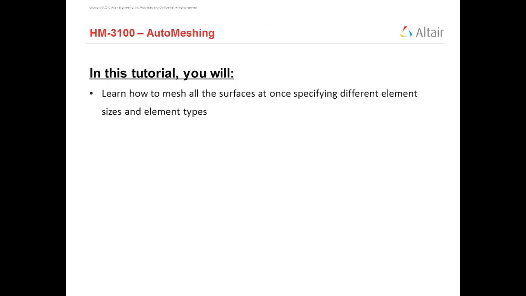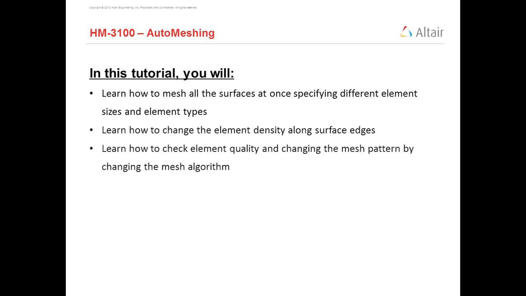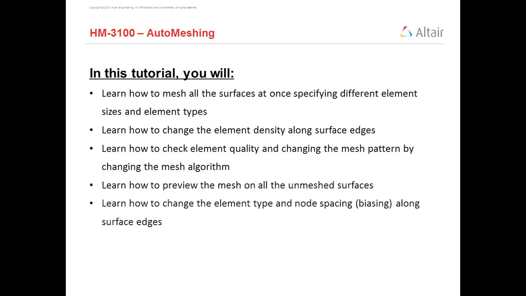In this tutorial we will see how to mesh all the surfaces at once, specifying the different element size and element type. Then we will see how to change the element density along the surface edge, how to check the element quality and change the mesh pattern by changing the mesh algorithm, how to preview the mesh on all the unmeshed surfaces, how to change the element type and node spacing, that is biasing along the surface edge, and how to remesh the surfaces. These are the points which we will see in this tutorial.